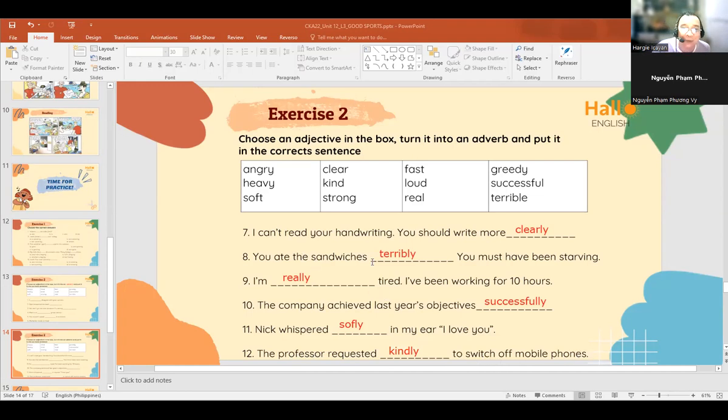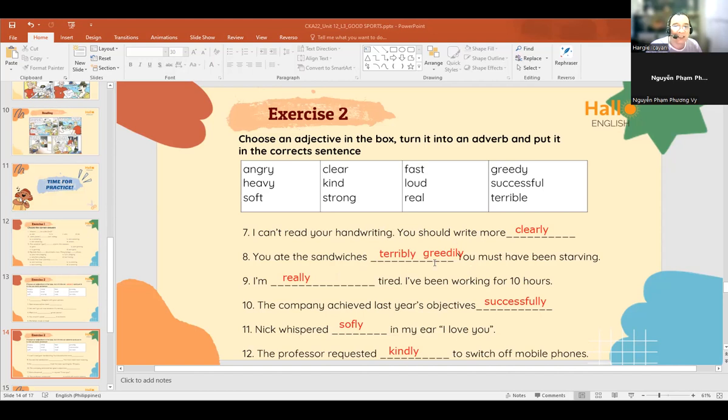Now, you ate the sandwiches terribly. We can also use greedily here. So you ate the sandwiches greedily, so you must have been starving. That is how we are going to put the proper adverbs in these particular sentences.